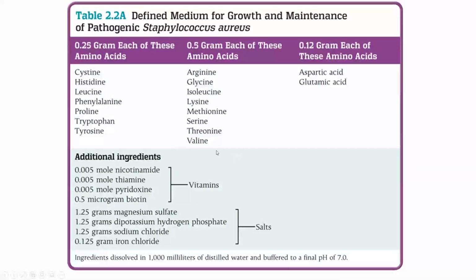Okay, so some examples here. This is a defined or synthetic media. And to make this, you would go get your scale out and go, I'm going to have 0.25 grams of all of these amino acids or subgroups of a protein. And I'm going to need 0.5 of these amino acids and 0.12 of these ones. And I'm going to add exactly this much of all these vitamins and these salts. And I'm going to buffer it, and it's going to be the same every single time.